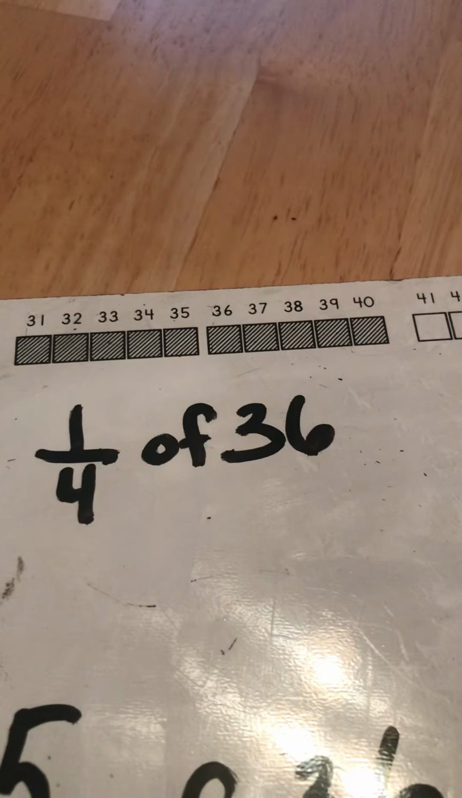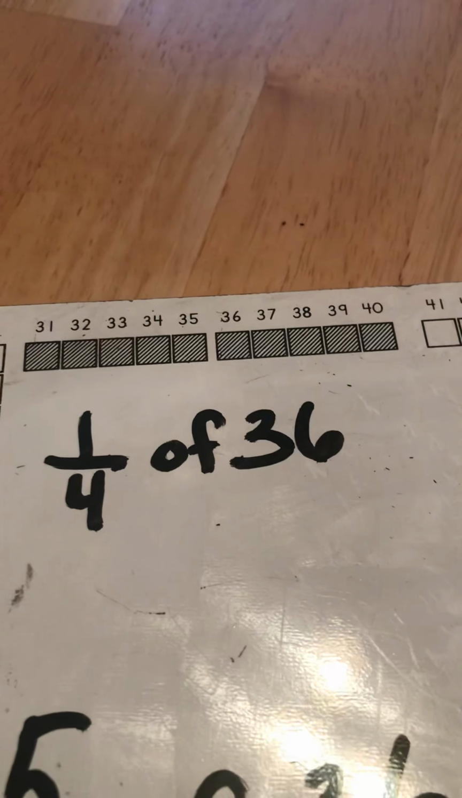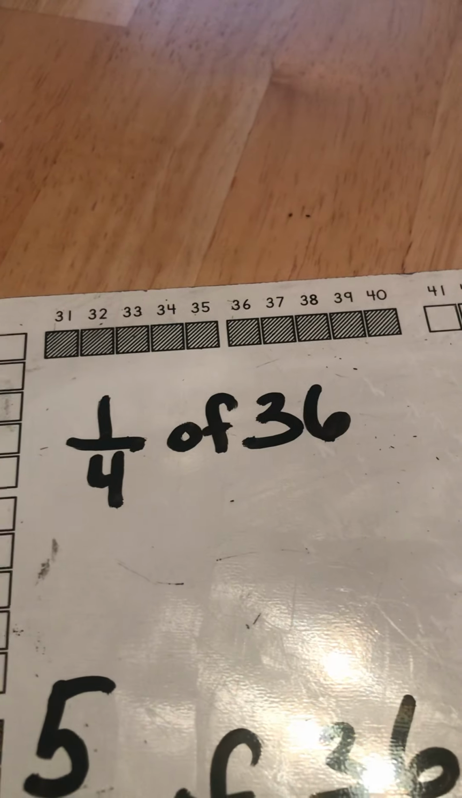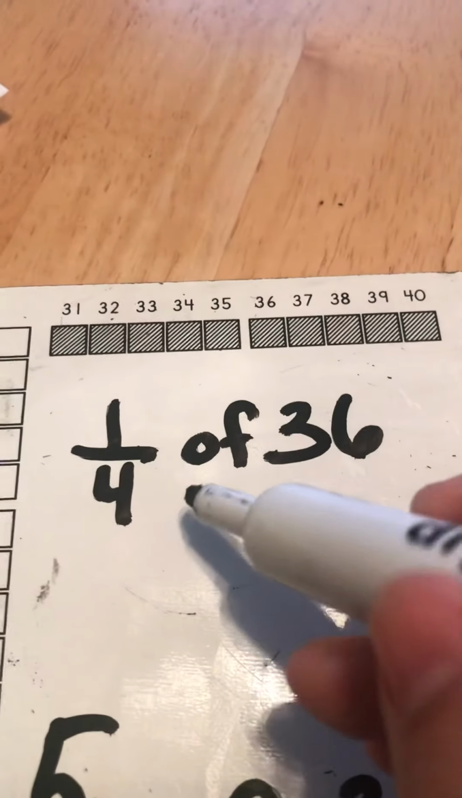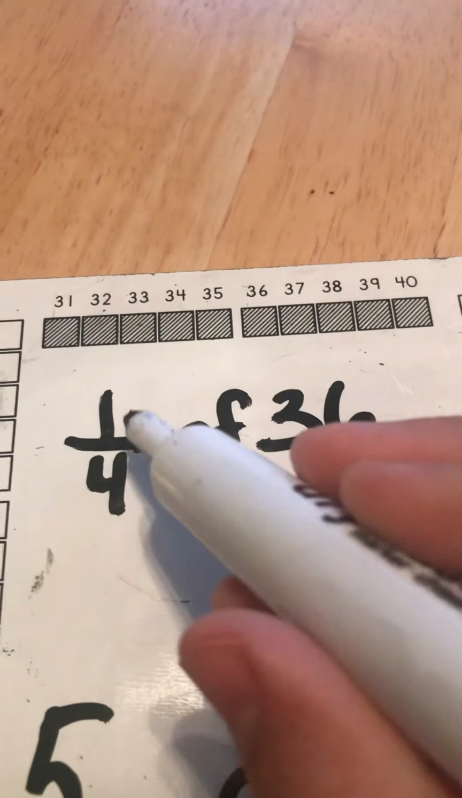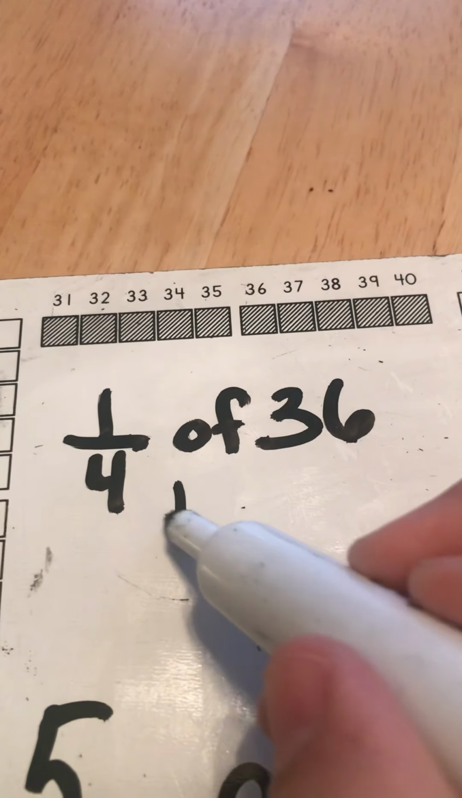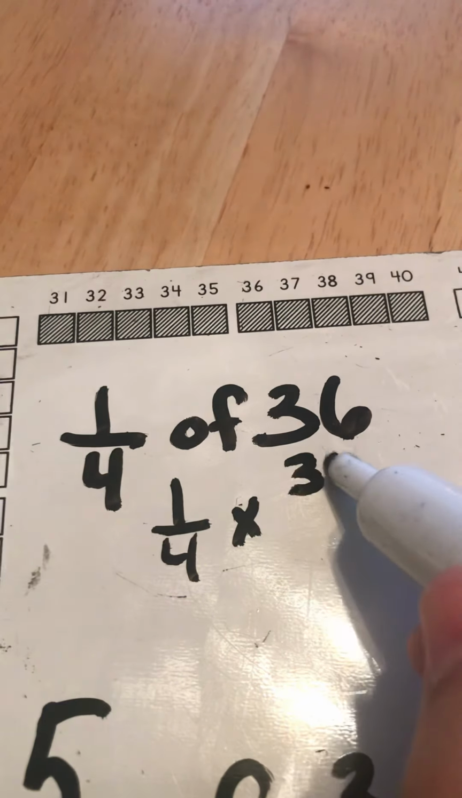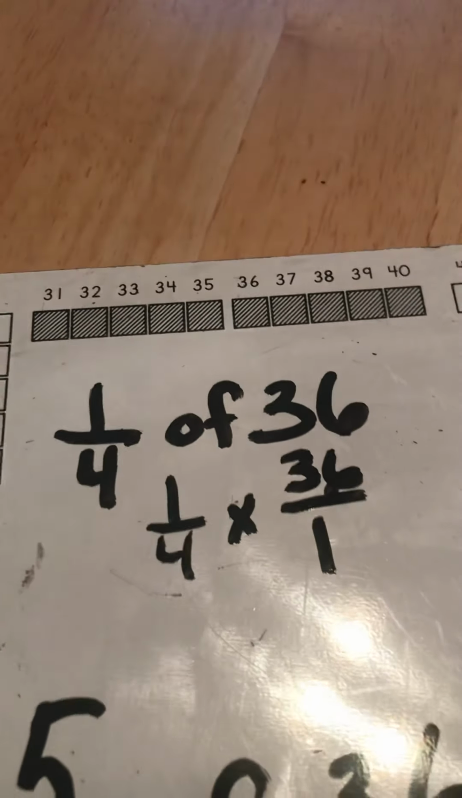So on page 447, I believe it's Cecilia, and she's going on a canoe trip. On the first day, she traveled 1/4 of the 36 miles. So we wrote out 1/4 of the 36. And then we're going to do 1/4 times 36 over 1. We put 36 over 1 again.